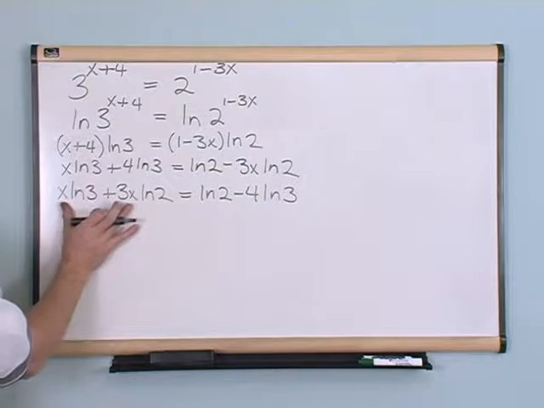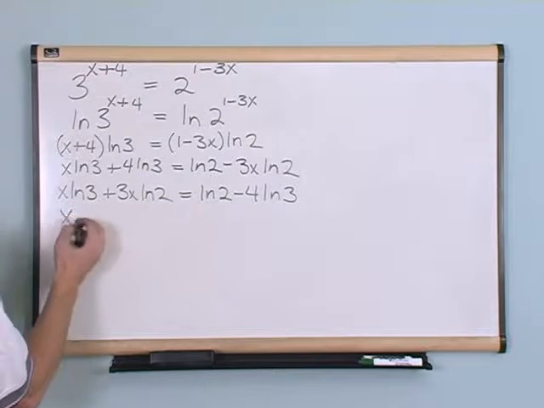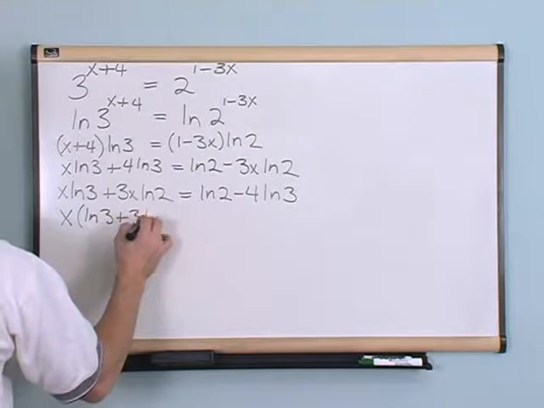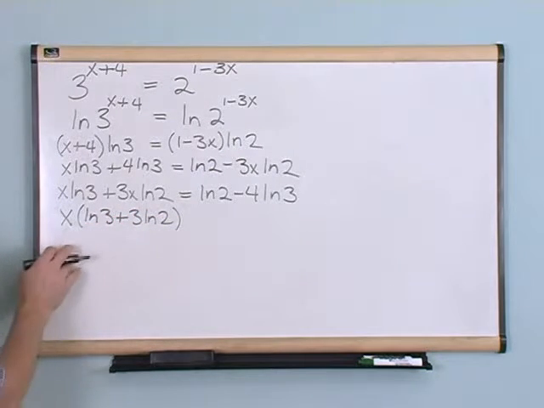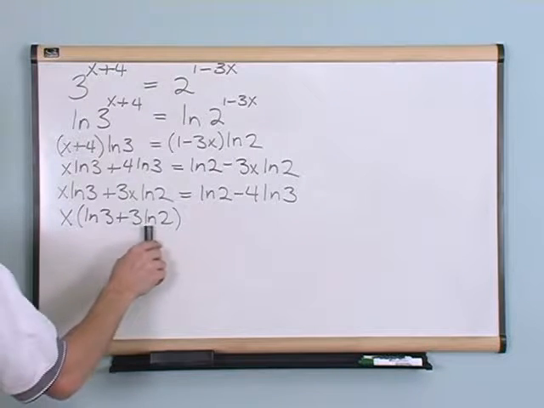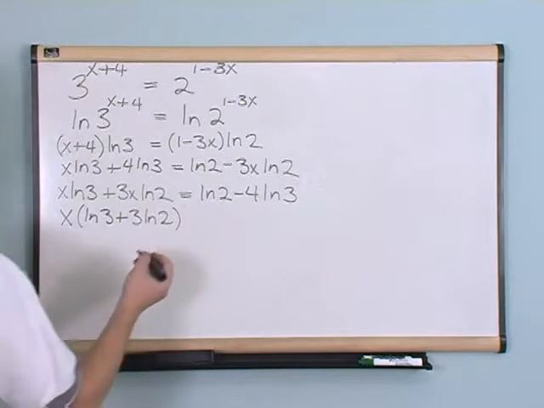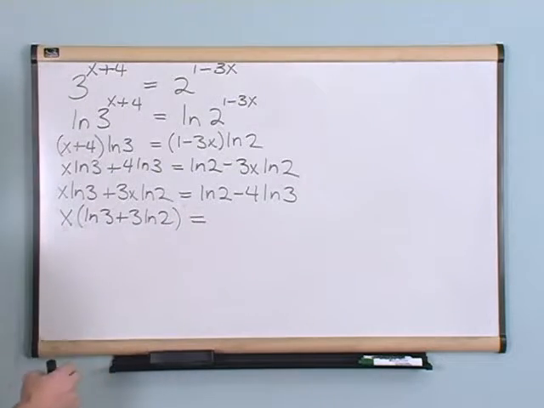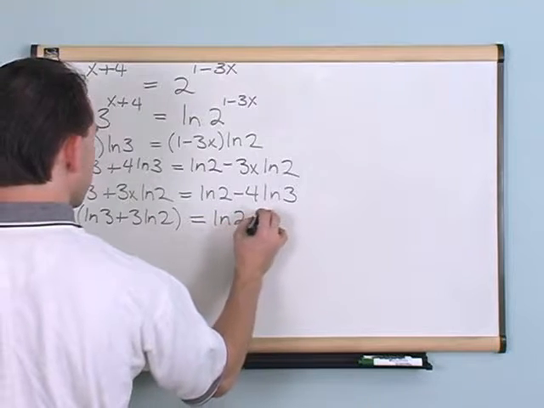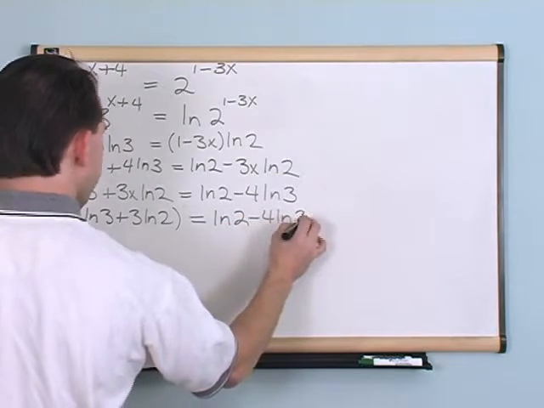Notice I've got x here and x here, so I can factor x out, and I'll have natural log of 3 plus 3 natural log of 2. You can convince yourself that's true. X times natural log of 3 is equal to this. X times 3 ln of 2 is equal to this. That quantity will just simply be equal to the same thing I had before, like this.